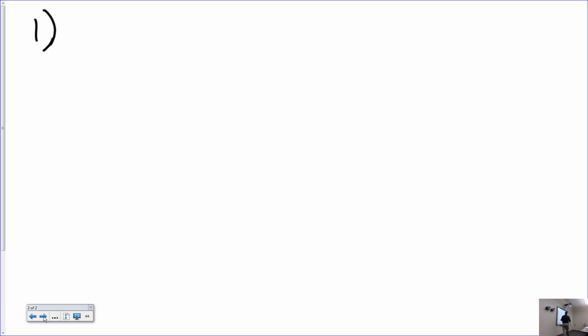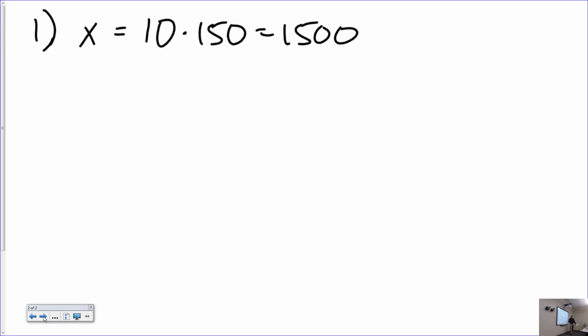Alright? Alright, so number 1, what is 1,000% of 150? I do the translation technique. What is 1,000%? Convert that to a decimal. That's 10 times 150. 1,500.